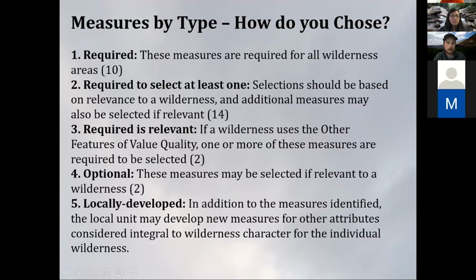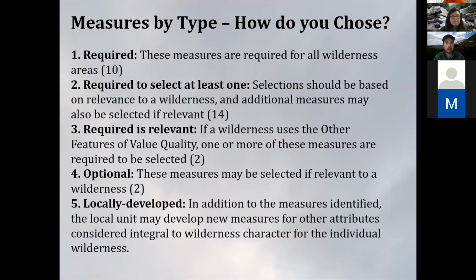And then the second type of measures is required to select at least one. We refer to them as RTSALO measures. In general, these are measures where you'll have several measures that track different aspects of the same indicator, and you'll be required to select at least one of the measures. So measures are selected based on their relevance to a wilderness. You can choose more than one, and we'll talk a little bit more about that.